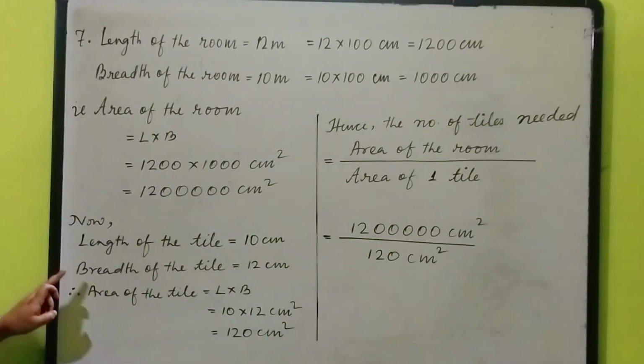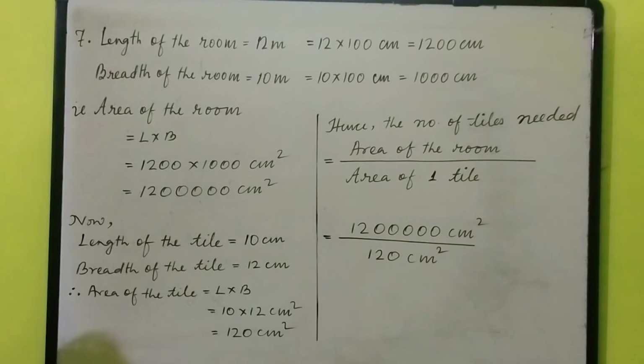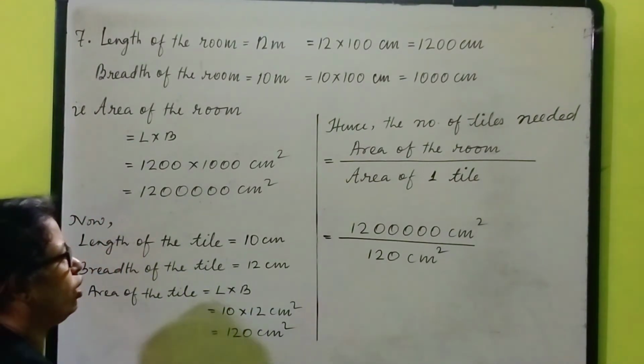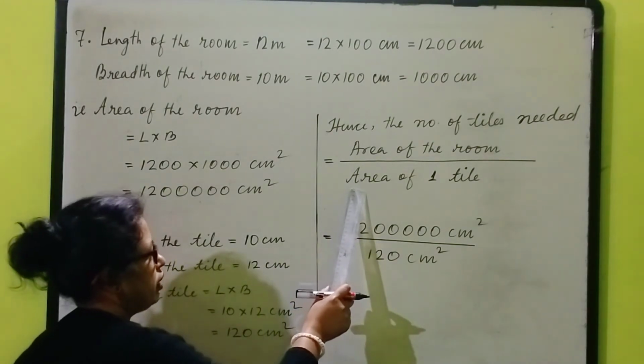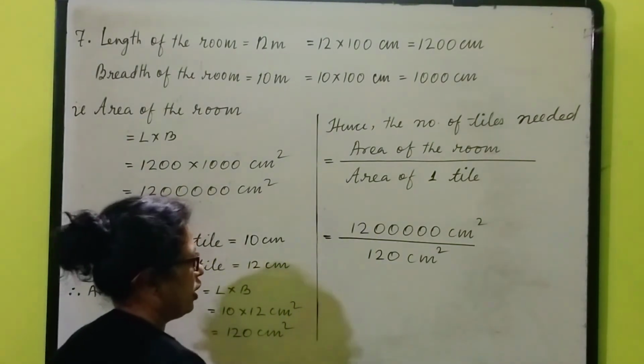Okay. Length of the tile 10 centimeter. Breadth of the tile 12 centimeter. Area of the tile equal to length into breadth. So 10 into 12. That is 120 square centimeter. Now hence the number of tiles needed will be equal to what? Area of the room divided by area of one tile. So area of the room is this, area of one tile is this.